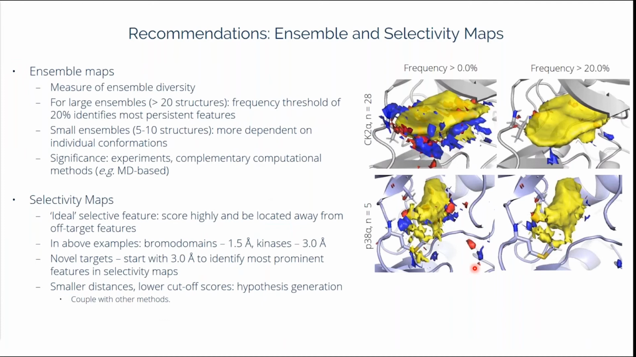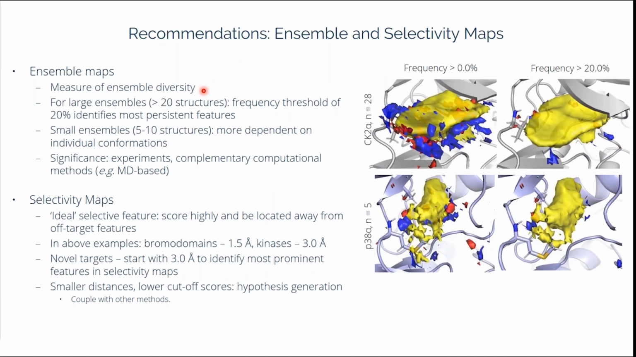So based on the retrospective validation, what are some recommendations on using the ensemble and hotspot selectivity maps on an unknown target in the context of a live campaign? So for the ensemble maps, it's good to remember that they're a way to summarize information and to generate hypotheses based on it. So they're very sensitive to the quality of the underlying data. And it's helpful when compiling an ensemble to also have some idea of how diverse that ensemble is, and this can also inform your confidence in how much we trust the features that we observe coming from that ensemble.